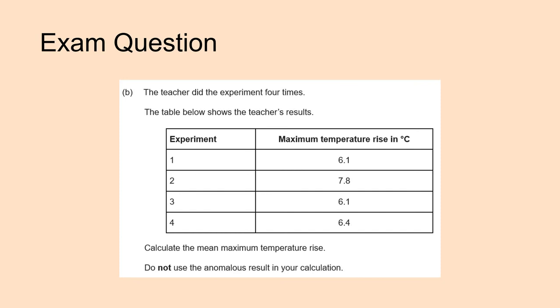This means that our calculation would be 6.1 plus 6.1 plus 6.4 equals 18.6. We then divide this by the number of experiments used in the average, which is 3. So 18.6 divided by 3 should get you an average maximum temperature rise of 6.2 degrees Celsius. If you're unsure on how to do this, go back to our work on chemical calculations and look at the equation for calculating a mean.